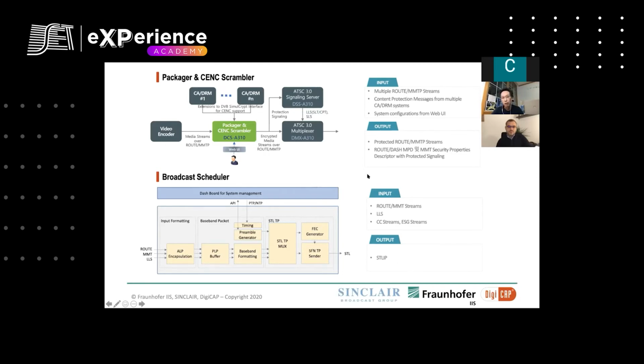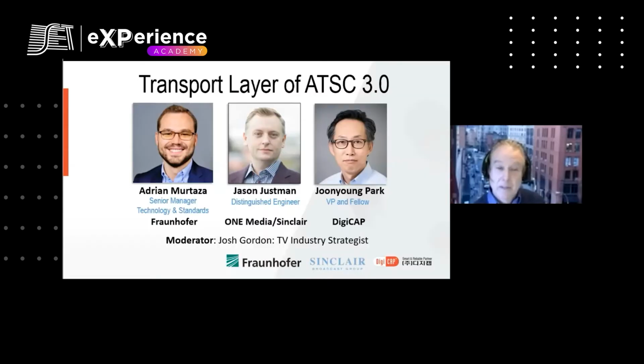So here I explained most of the architecture components, and now I pass it to Adrian to get into the codec detail. Now, Adrian Murtaza from Fraunhofer will talk about video and audio codecs.